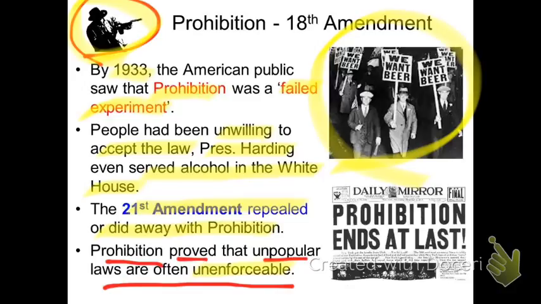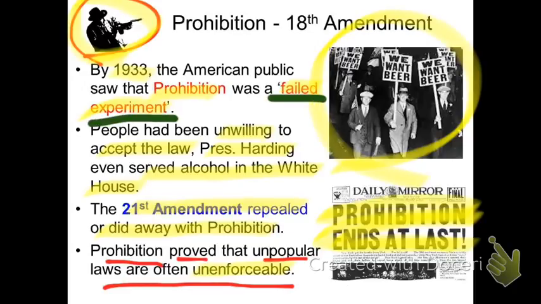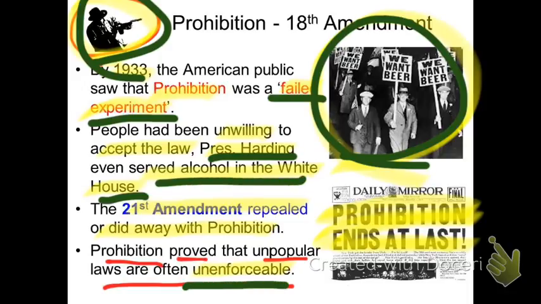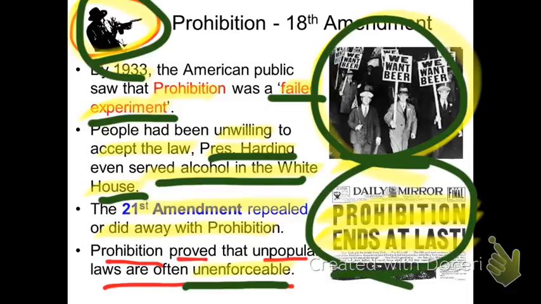And then over here, Prohibition ends at last. It was done away with partially because it was a failed experiment. It was done away with because of the growth of organized crime. It was done away with because people wanted to have a drink occasionally, because many people were. Even President Harding was serving alcohol in the White House. And it was not only difficult to enforce, it was often unenforced by those who were supposed to enforce it. So because of that, Prohibition ended.